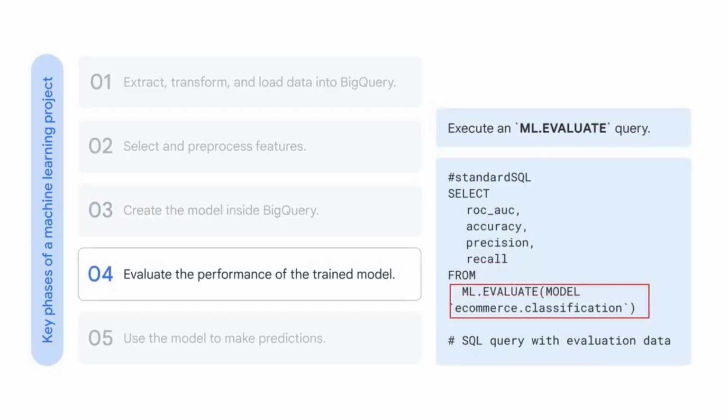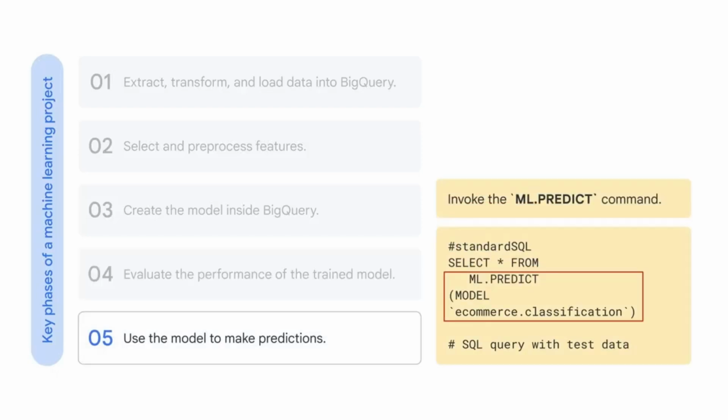In phase 4, after your model is trained, you can execute an ml.evaluate query to evaluate the performance of the trained model on your evaluation dataset. It's here that you specify which evaluation metrics the model will access, such as accuracy, precision, and recall. You'll explore these metrics later in the next module.